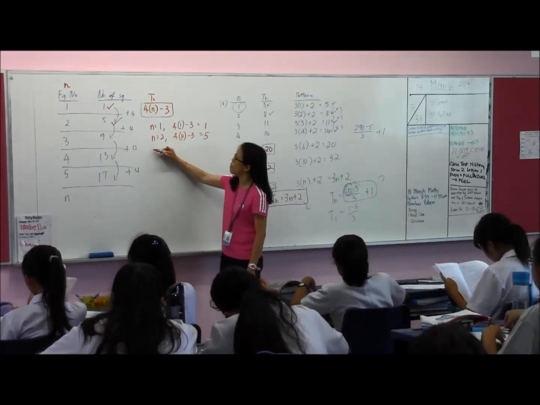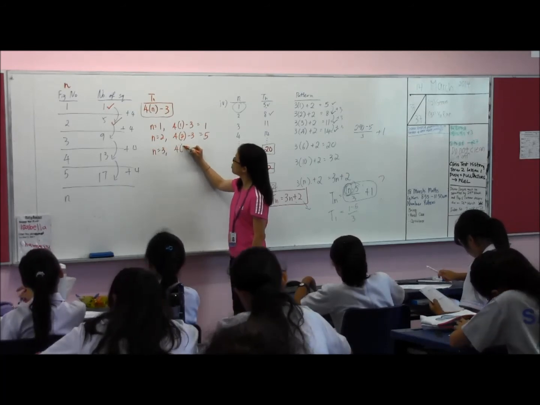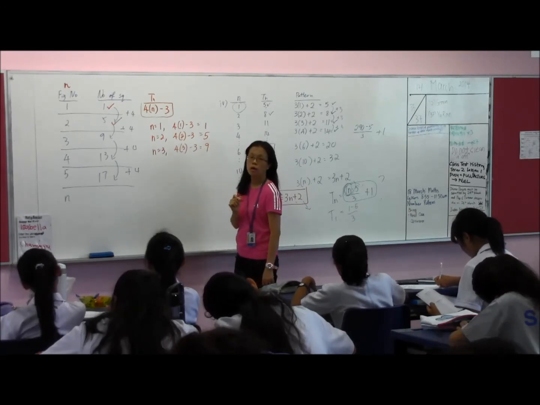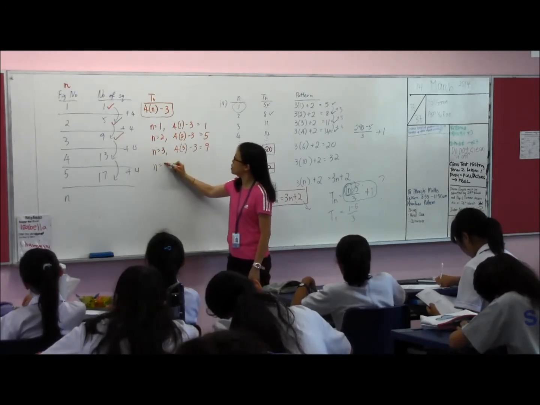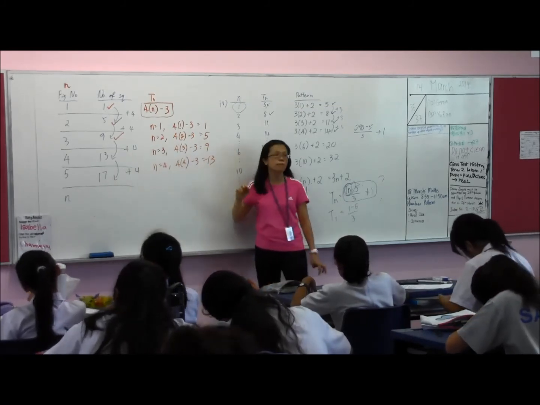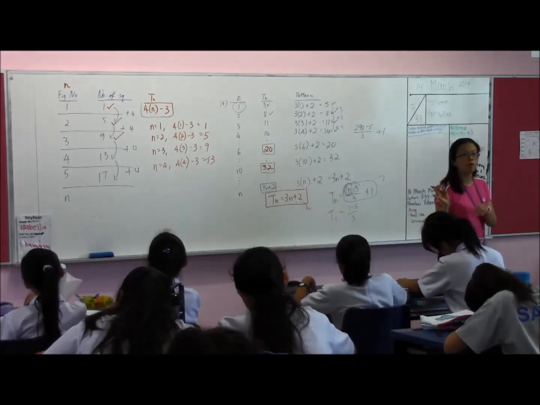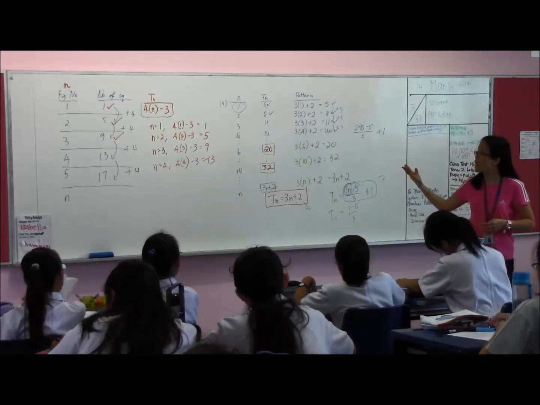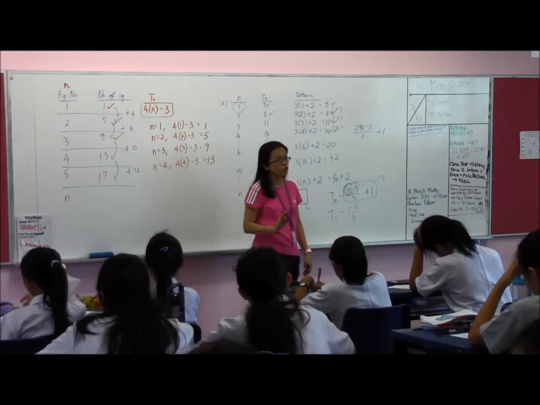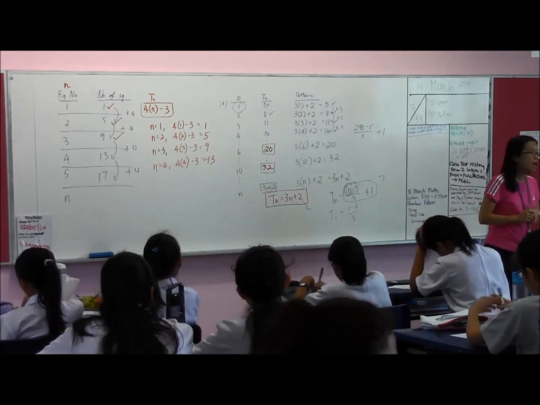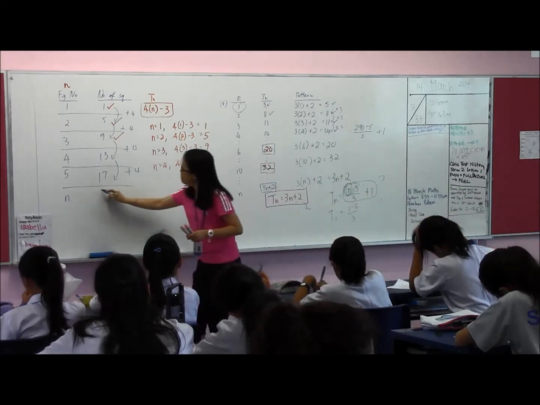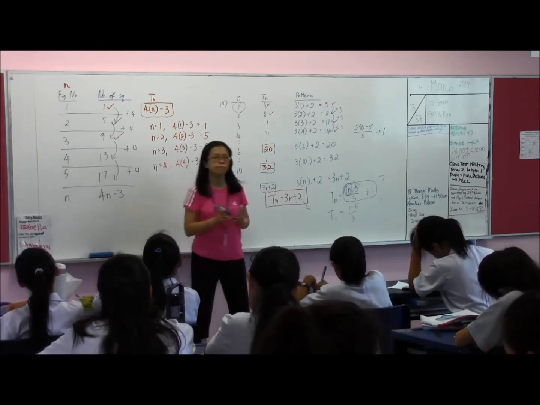So let's check a few more. N is 3, 4 times 3 is 12, 12 minus 3 is 9. Correct. When n is 4, 4 times 4 is 16, 16 minus 3 is 13. So can you see? I checked 4 numbers using the formula that your friend proposed, and I can always get back the number of squares inside the sequence. So do you think this general term is correct? Yes. So the general term is 4n minus 3.